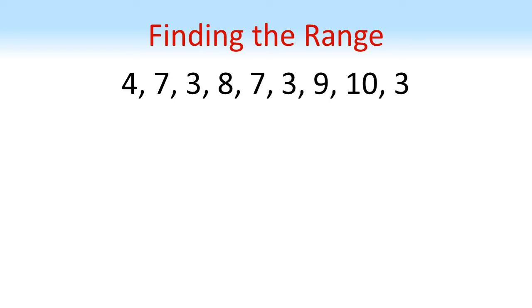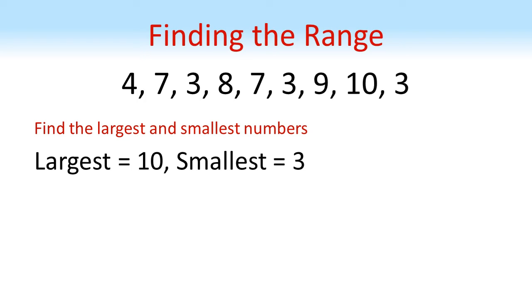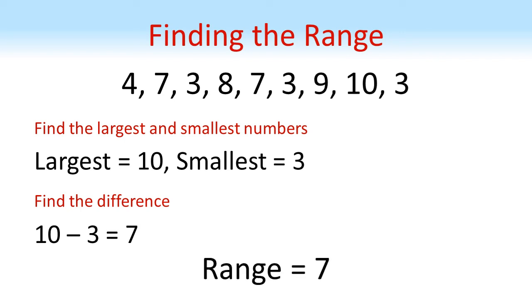We're now going to find the range. The range, again, a reasonably simple one to find. We just need to find the largest number and the smallest number, which in this case is 10 and 3, and find the difference between them. 10 minus 3 equals 7, hence we've got a range of 7. As I said before, this isn't an average, but it measures how spread out the data is. Here there's a gap of 7 from the smallest end of our numbers up to the largest.